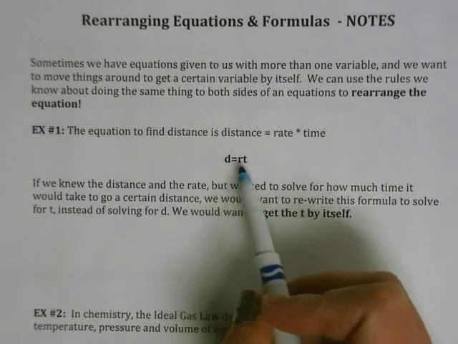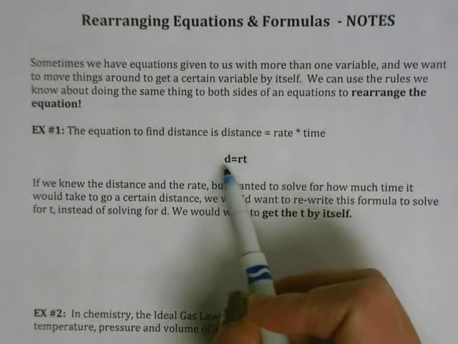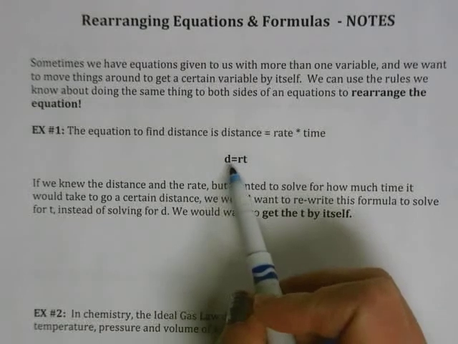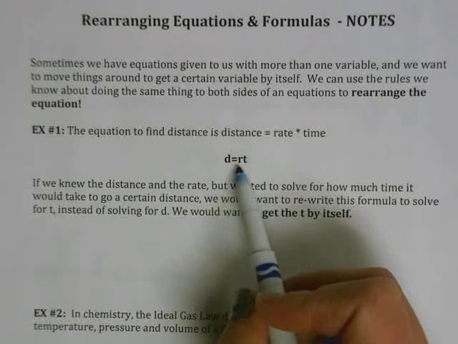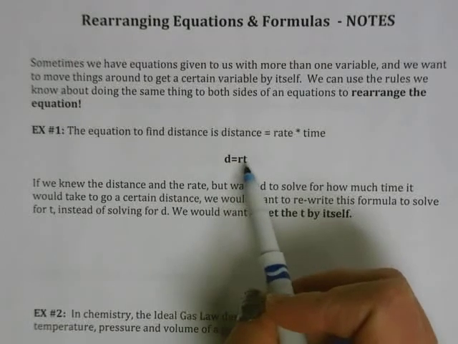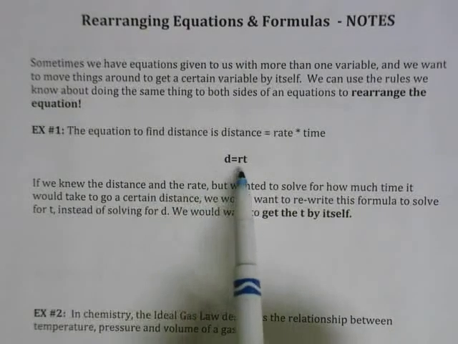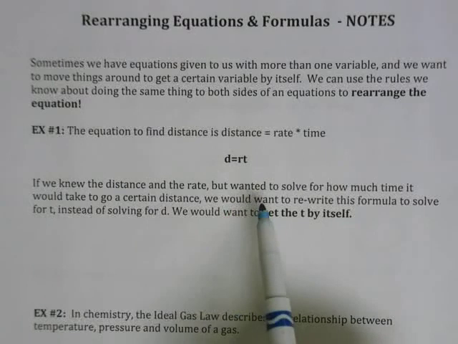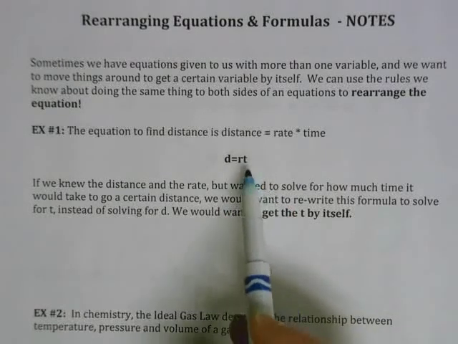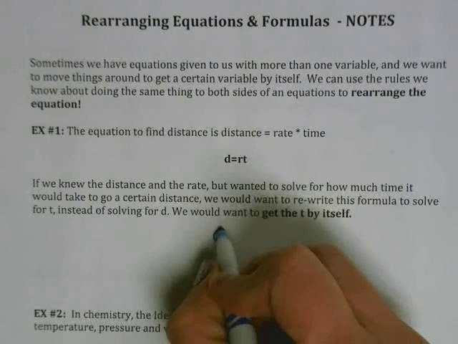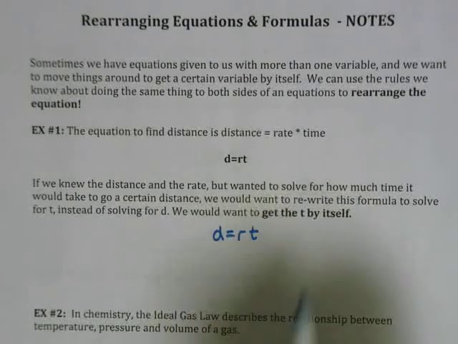D equals RT. But what if you don't want to find the distance? What if you know how far you want to go, and you know your maximum speed or the speed that you can take the whole time, but what if you want to know how long it's going to take you? Well, if we wanted to do that, we could rearrange this formula to get the t by itself. So it says t equals, time equals something, and then we would be able to plug in what we knew to find the time.